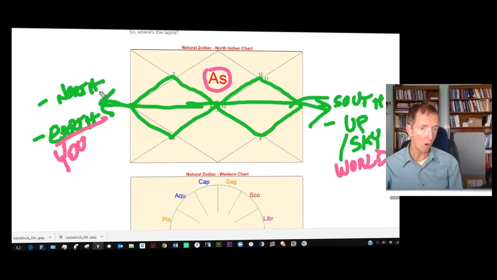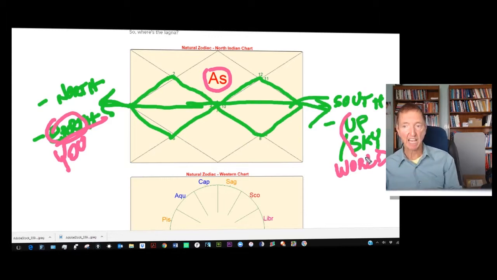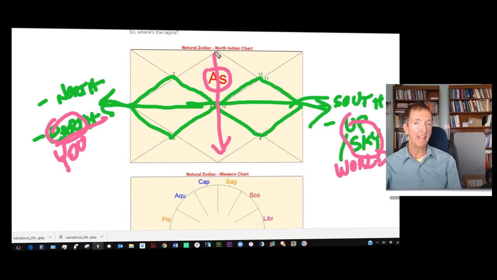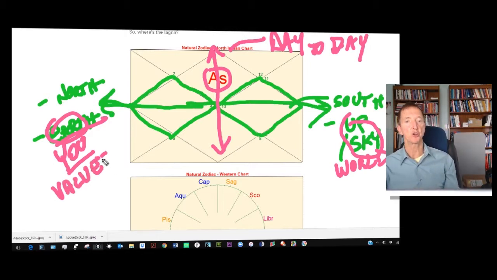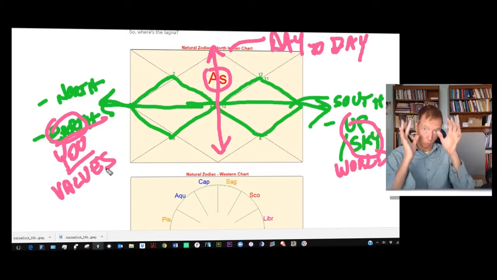But you see here in astrology, you've also got this sense of earth and sky. So up and down here, that's day to day. Up and down, it's more like your career in life, and that's also the spiritual part. So in this case, that's sort of like your inner you. You can think of it as the earth, your values, the home, what grounds you, the place that you grow out of.